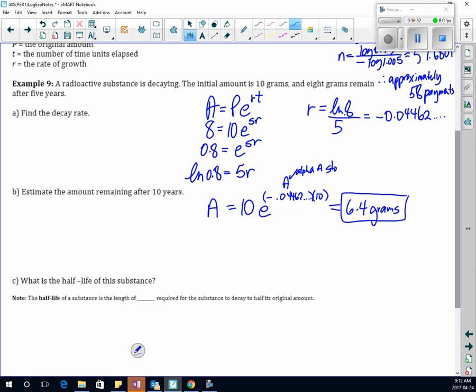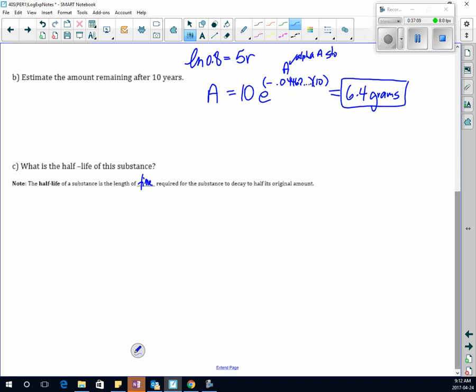Okay, what is the half-life of this substance? Remembering that the half-life of a substance is the length of time required for the substance to decay to half the amount. So if it started off at 10 grams, what is the new amount? 5. Okay, so I'm going to divide by 10, so I get 0.5 equals e to the power negative, that's supposed to be 0.4, sorry. It's in my calculator, right?